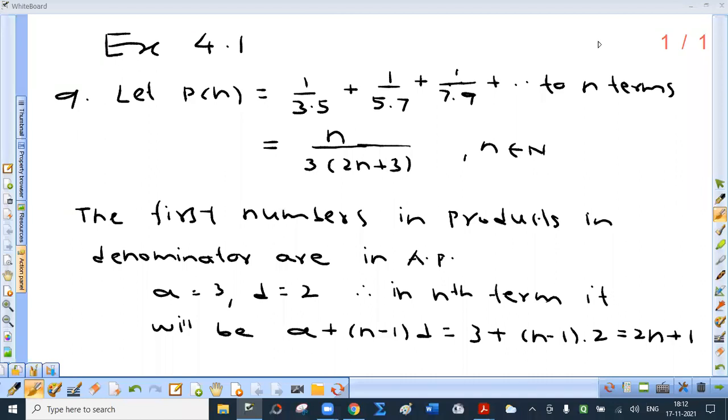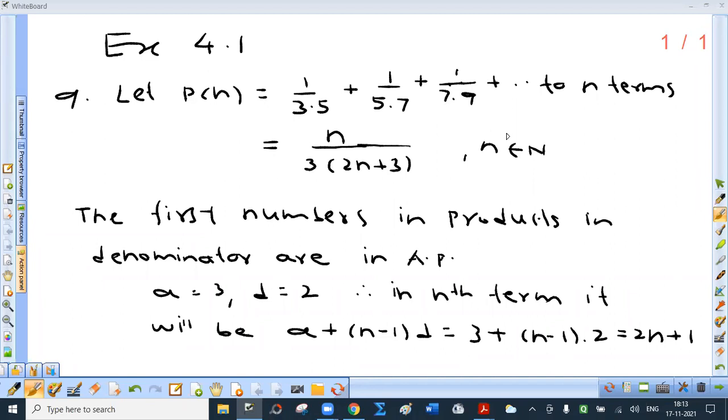Now, exercise 4.1, question is the same, that using method of induction, prove the following for n belonging to capital N. Ninth one, 1 upon 3 into 5. I hope you won't treat it as decimal point. So 1 upon 3 into 5 plus 1 upon 5 into 7 plus 1 upon 7 into 9 to n terms is n upon 3 into 2n plus 3. So this we have to prove. We denote it by P of n.